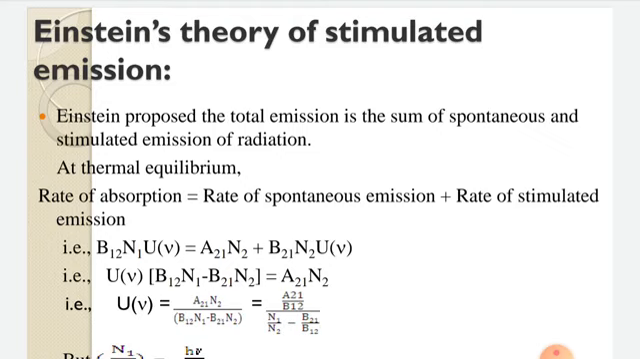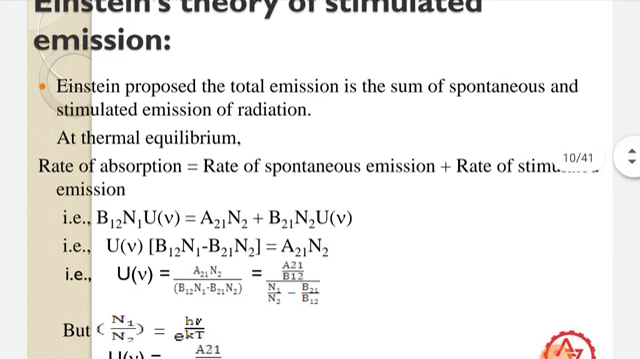So at thermal equilibrium, the rate of induced absorption, the atoms which go to the higher energy state, is equal to the rate of spontaneous emission plus the rate of stimulated emission. For example, if there are 100 atoms which go to the higher energy state, maybe some 75 atoms will undergo the stimulated emission process plus 25 atoms may undergo the spontaneous emission process. Likewise, he has written that at thermal equilibrium the rate of induced absorption is equal to the rate of spontaneous emission plus stimulated emission.